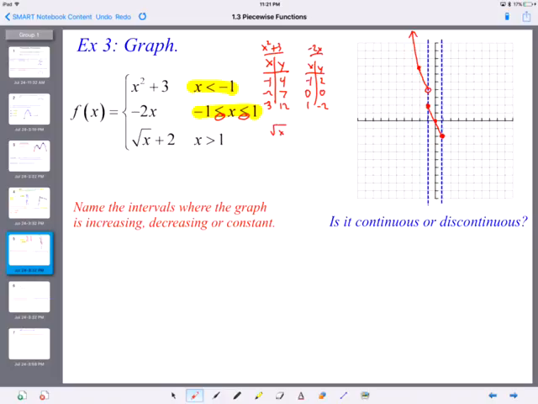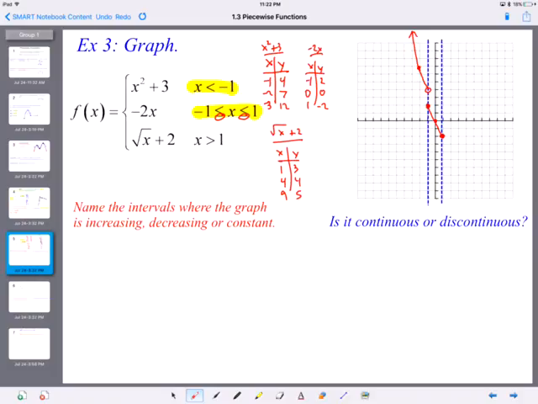And then the last function is a square root function. So the square root of x plus 2. We're going to graph values that are greater than 1. So 1, 2, 3, and so on. So at 1, square root of 1 is 1. 1 plus 2 is 3. I don't want to do the square root of 2 or the square root of 3, so I'm going to go back and fix that. I want to do the square root of 4. Square root of 4 is 2. 2 plus 2 is 4. And then 9, square root of 9 is 3. 3 plus 2 is 5.